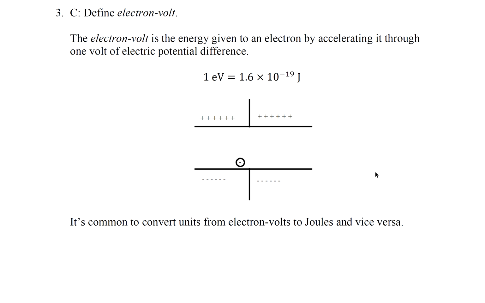Question 3. Define electron volt. This is the energy given to an electron by accelerating it through 1 volt of electric potential difference. So imagine this electron going from the negative plate to the positive plate, and it accelerates. So it's common to convert 1 electron volt to joules and joules to an electron volt.